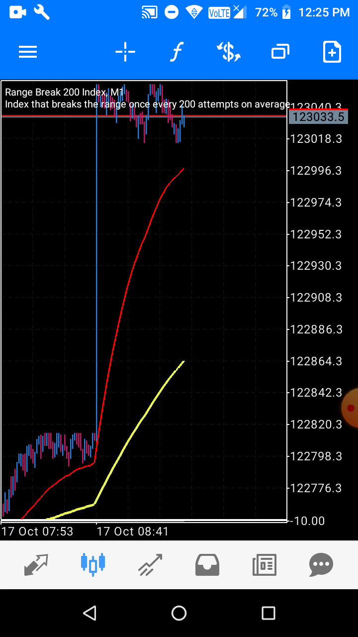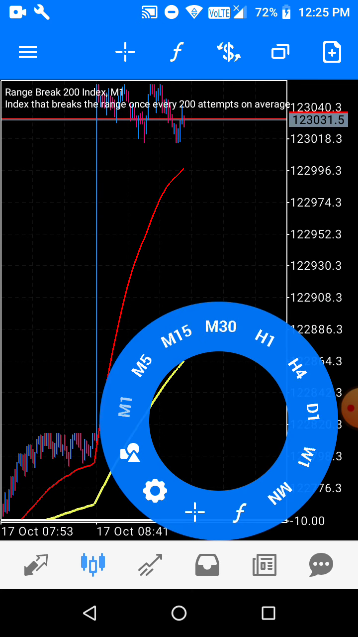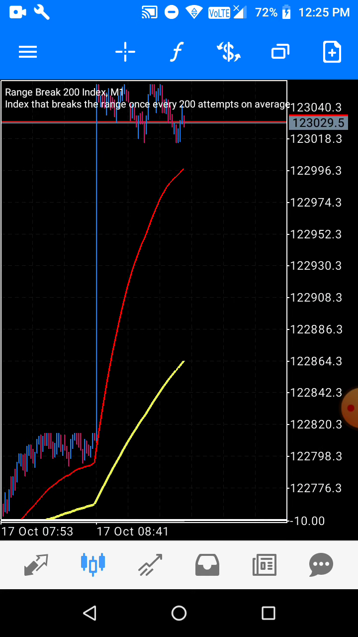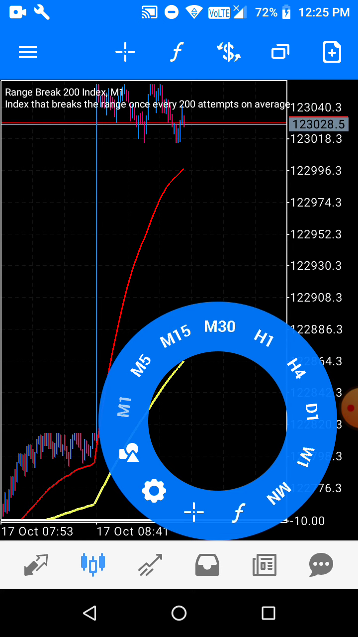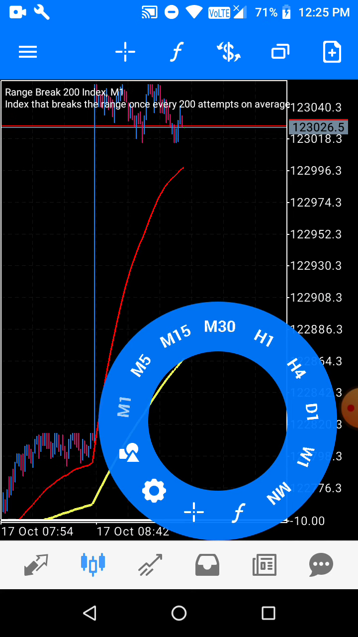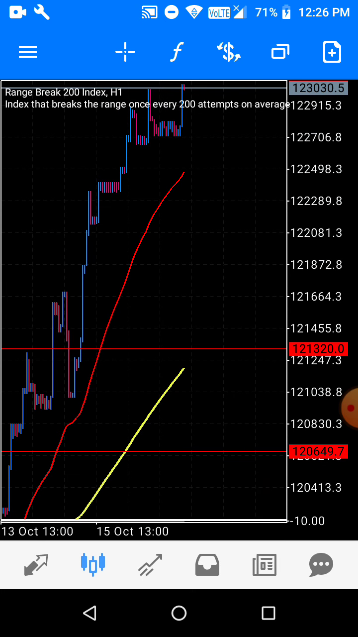Range breaks also have trends. Okay, so you have first to be sure of the trend of this market, otherwise this thing can sweep you in seconds. Okay, and never be greedy, never ever be greedy, okay, while trading. So let us try and see the trend of range break 200. So I usually do my analysis on 1 hour.